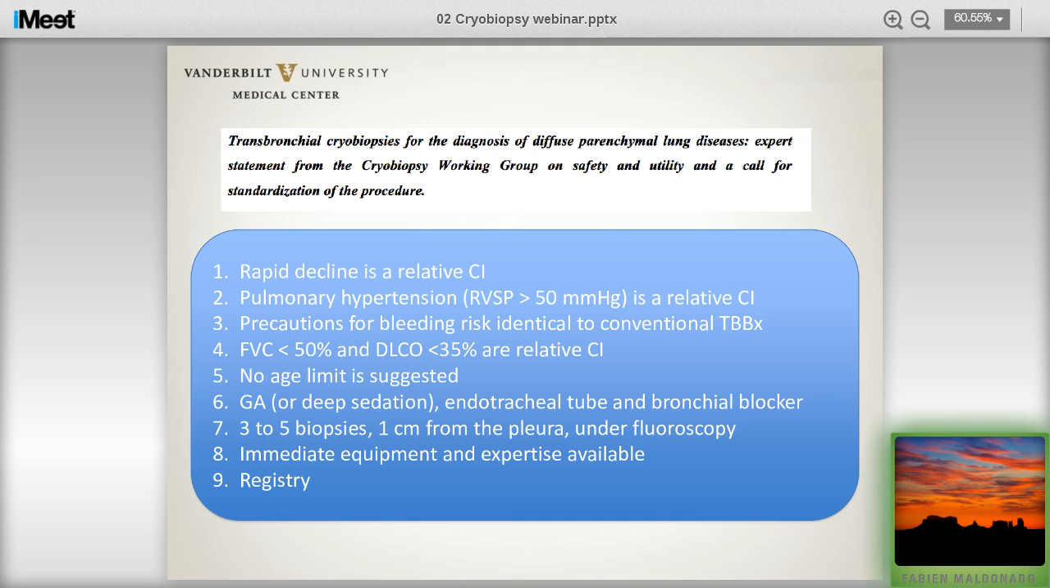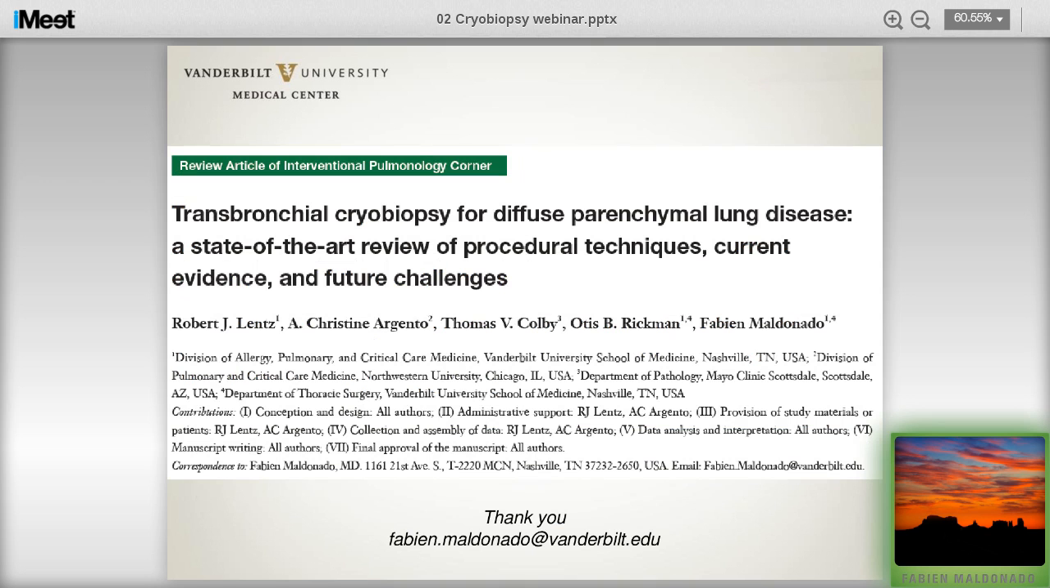An important point that we started to work on is developing a registry. I think we won't have any real-life data on cryobiopsies until we get a registry going with systematic documentation or recording of complications and yield and so on. Okay, I'm going to stop here and then leave it to Ryan, and hopefully we'll get to answer some questions at the end.